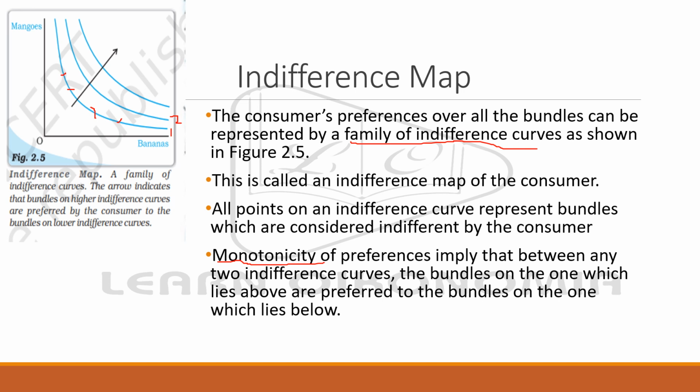If you move to a higher and higher indifference curve, it means you are consuming greater quantities of both the commodities, and that is what we mean by monotonicity. So more is preferred to less. A consumer would always prefer IC2 to IC1, because on IC2 you would get more commodities, and on IC1 you get comparatively fewer commodities.